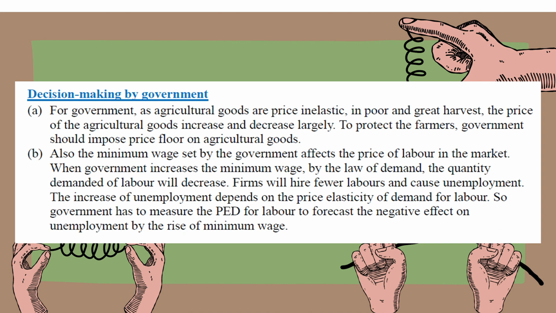So you want the decrease of quantity demanded for labor to be weak, so make sure the PED is on the side that is steep. That is a small PED, and then you can do this. And if the PED for labor is large, don't do it. Don't increase the minimum wage too much. The unemployment rate will surge up quickly, and the labor will suffer.